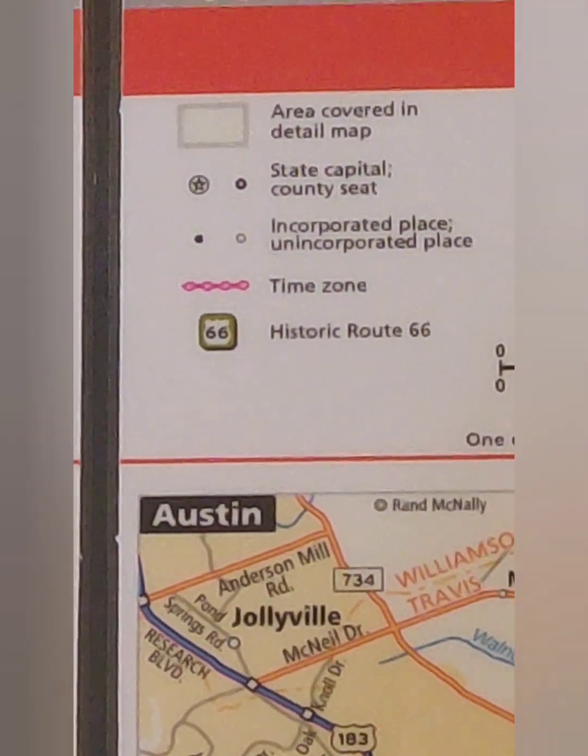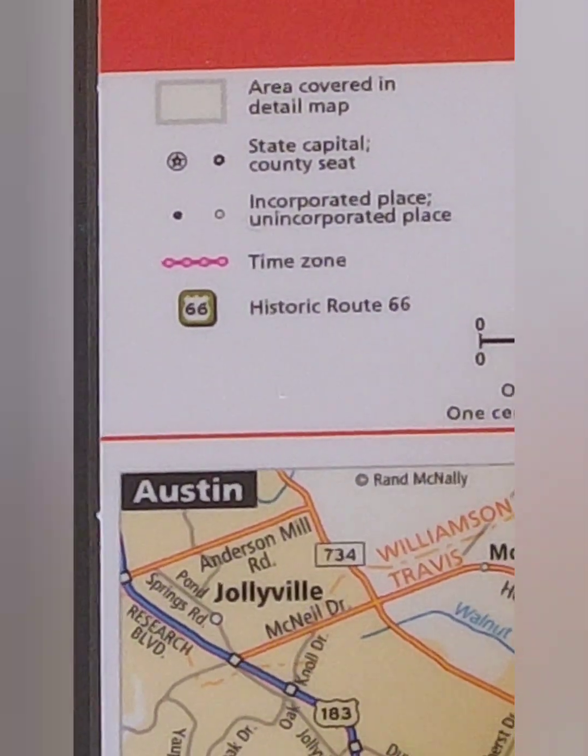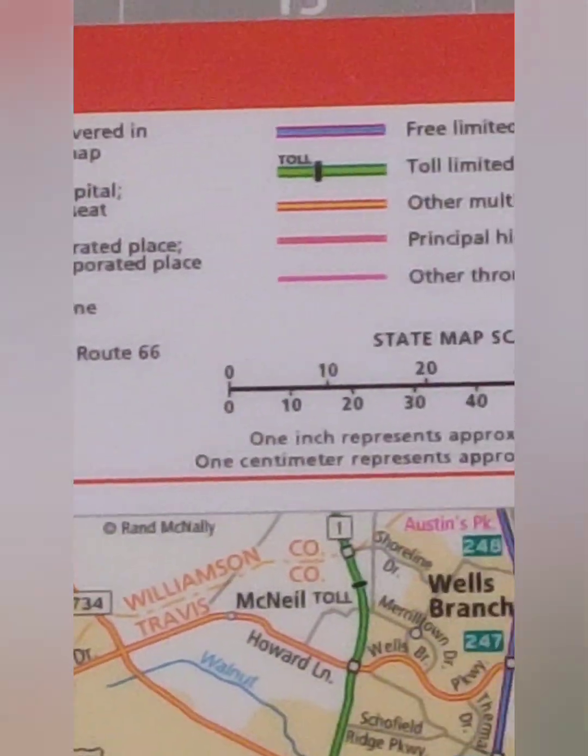All right, now, and then you do have the historic Route 66. I'm not sure. I don't think it hits. It hits like right at the very top. There's not much of it in Texas, but there you go.